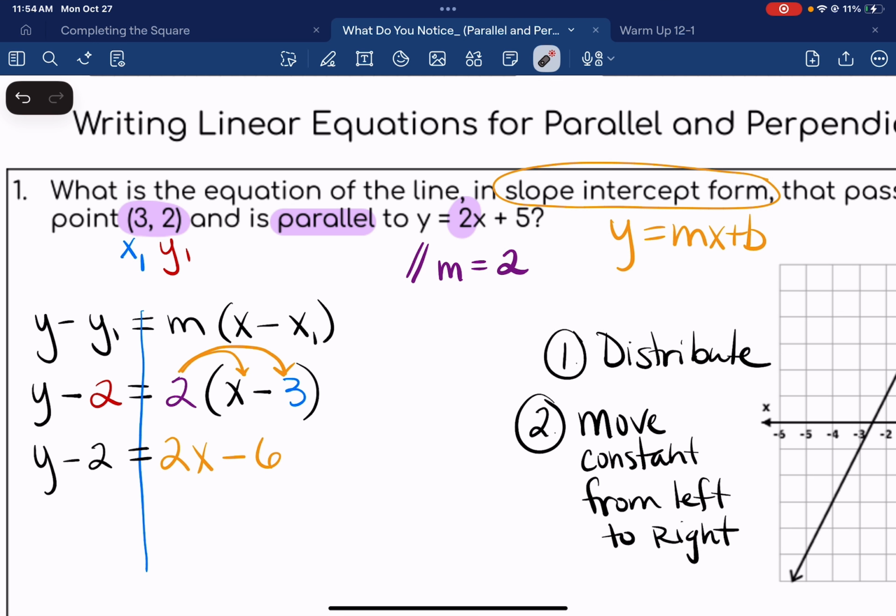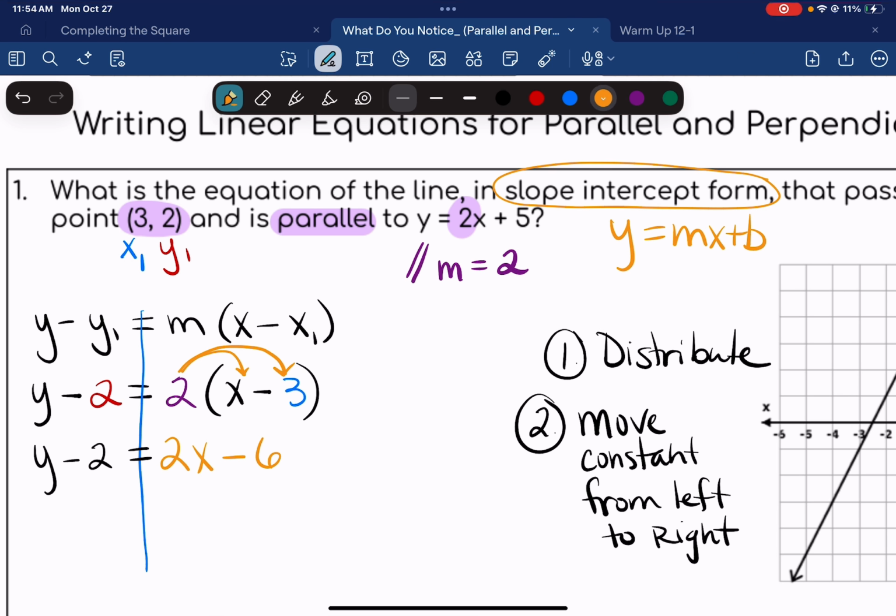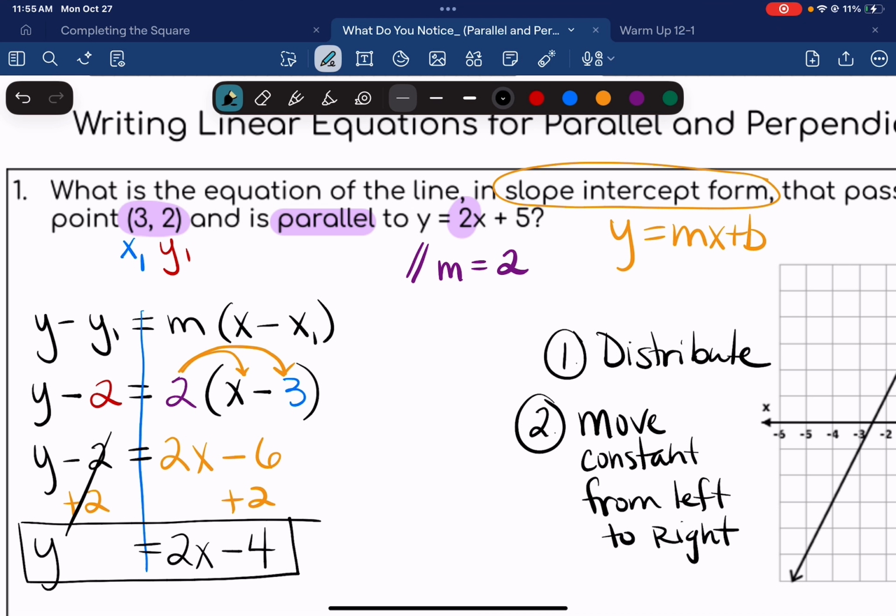So what is our constant in this problem? This minus 2 is on the wrong side. We want our y by itself. So we're going to add 2 to both sides of our equation. The opposite of minus 2 is plus 2. And that gives us y equals 2x, and then negative 6 plus 2 gives us our minus 4. And this is our equation right here, y equals 2x minus 4.